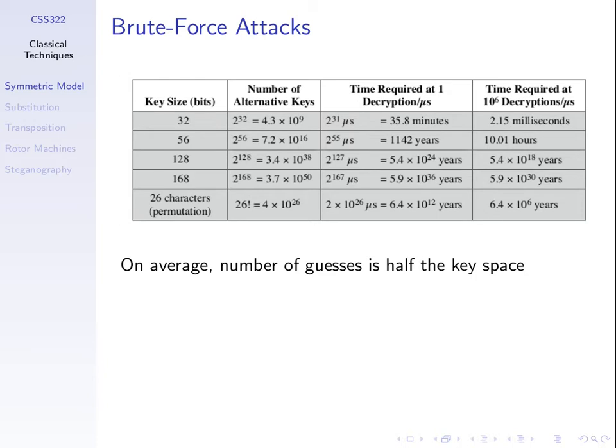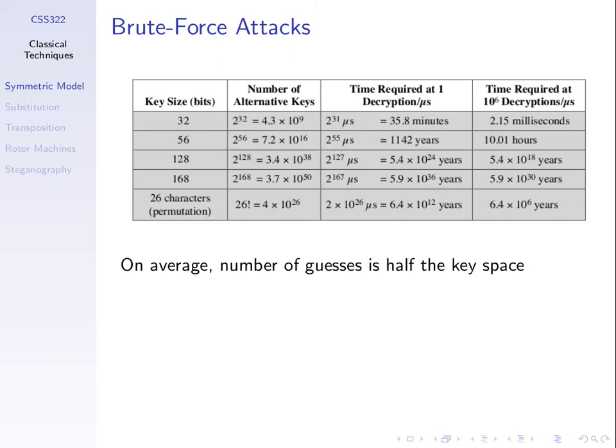And what this table gives us is some example times it takes. Let's say we have a computer, and to do one decryption, it takes 1 microsecond, which means 1 million decryptions per second. Okay? If that was the case, if I had a 32-bit key, 2 to the power of 32, or 4 billion possible keys, my computer would take about 35, 36 minutes to find the key.